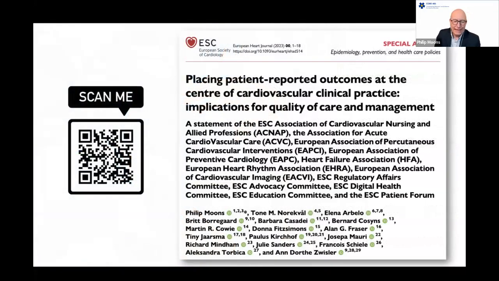So what is actually the key document that resulted from this endeavor? It is a statement. It's a statement from different ESC organizations, associations, councils, working groups, and so on. And if you want to have the details of what I'm saying today, please scan this QR code and have a look at the paper or download the paper itself.